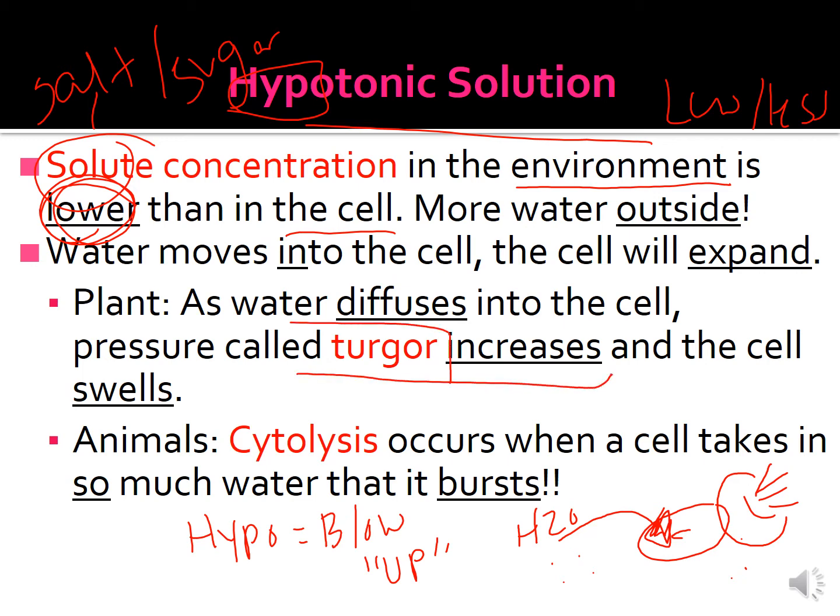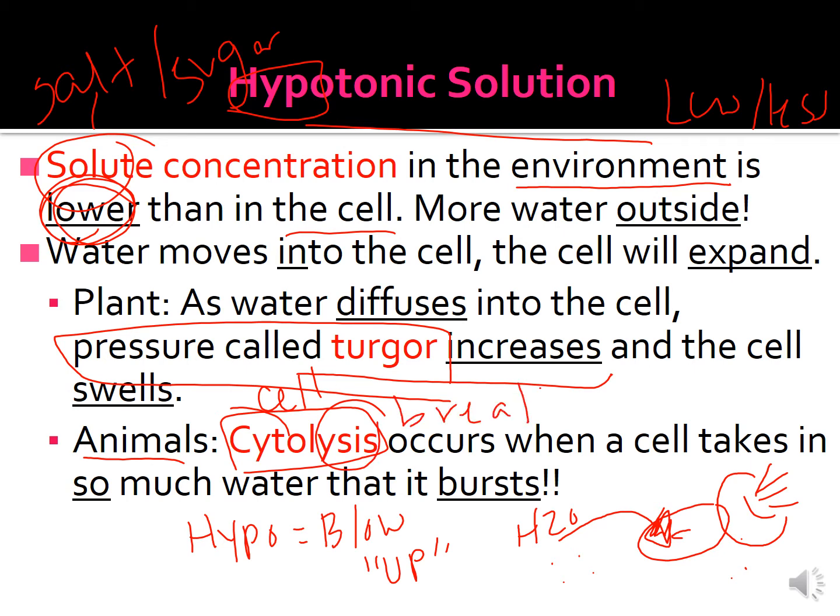So a plant has what is called turgor pressure, and the cell then swells because the plant cell won't blow up, but it will swell a lot. Animals, we call it cytolysis. Cyto means cell. Remember, lysis means to break. Well, what happens is our cells break when we have too much water inside of it.